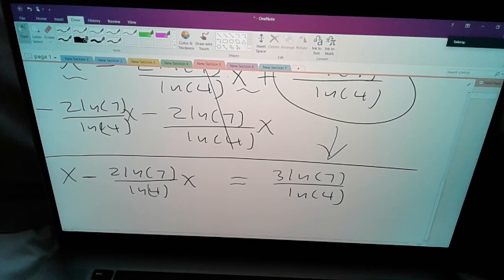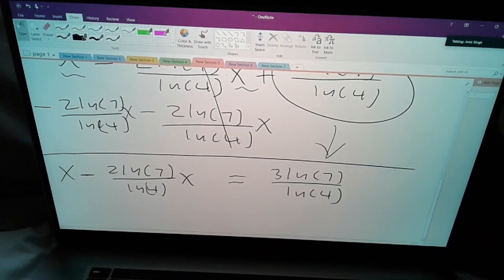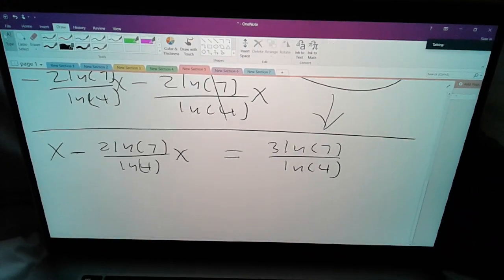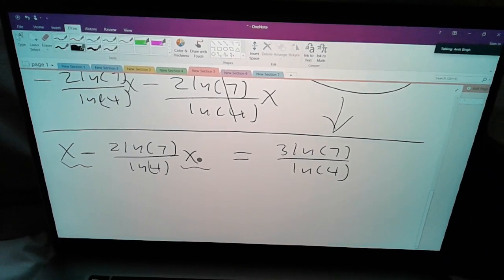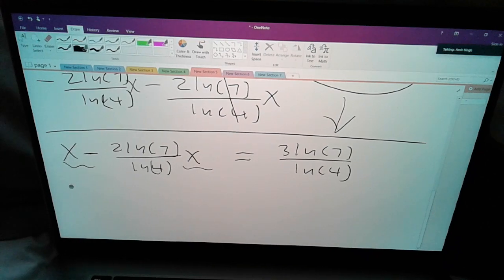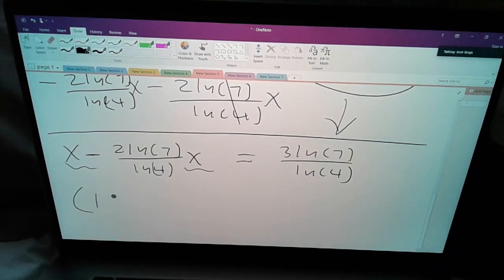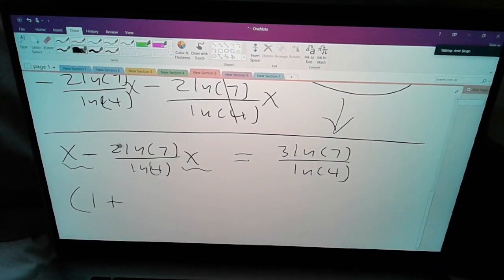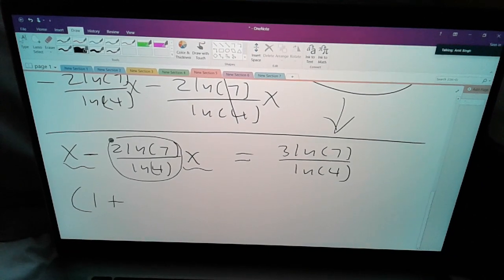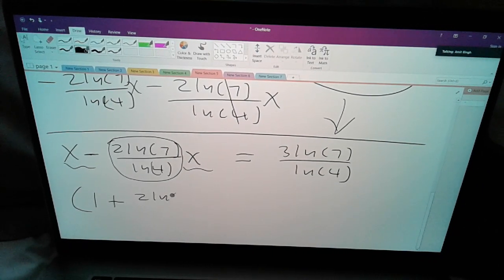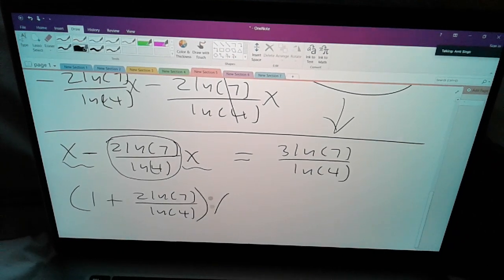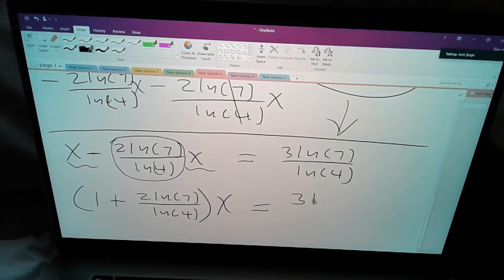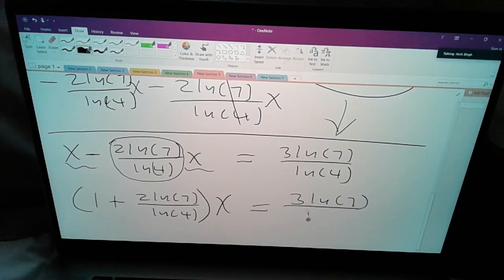So we have to factor out the GCF, which is the variable that we're trying to solve for. If I take an x out of itself, then I get a 1. If I take an x out of this, then all I get is this thing. So it'll be 1 minus 2 ln of 7 over ln of 4, times x, equals 3 ln of 7 over ln of 4 on the right side.